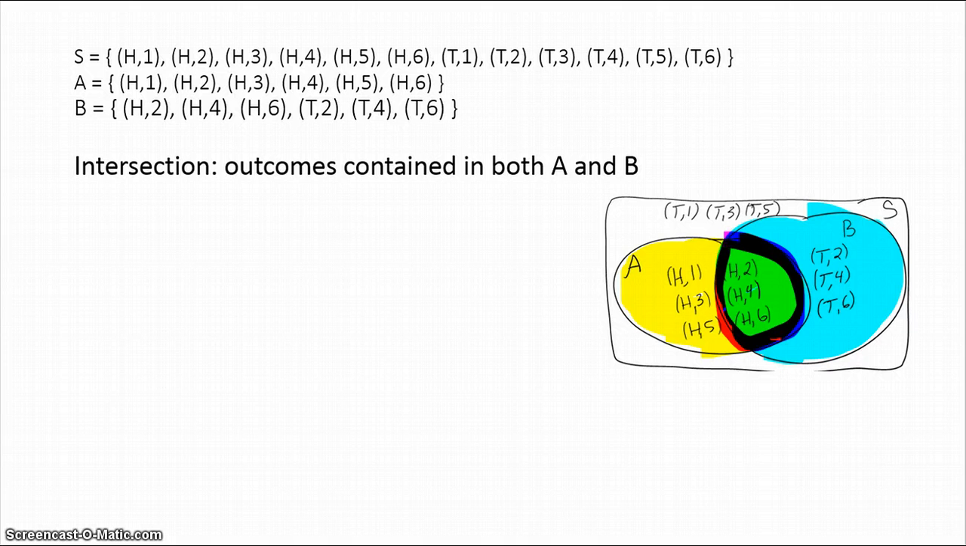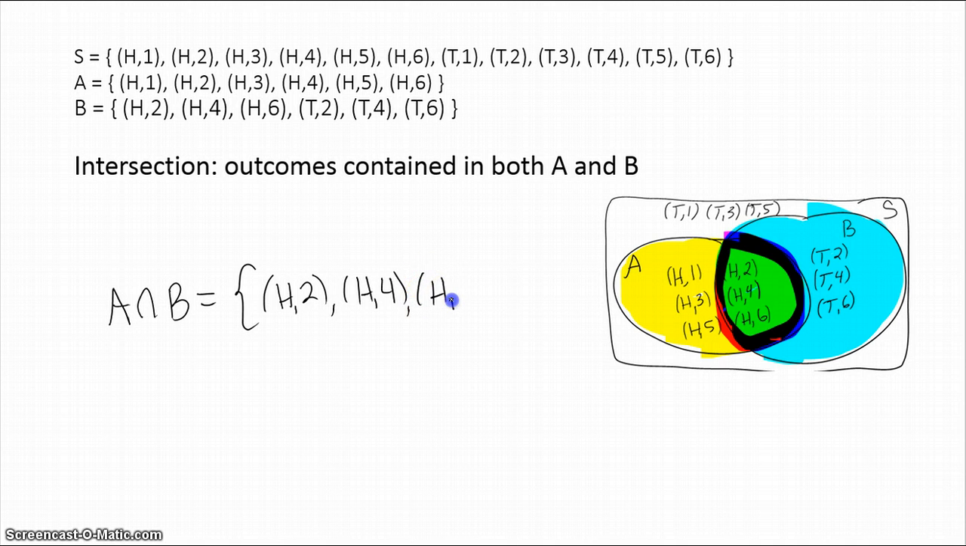Now I write the intersection, A intersect B, as the set contained in both. So H2, H4, and H6.